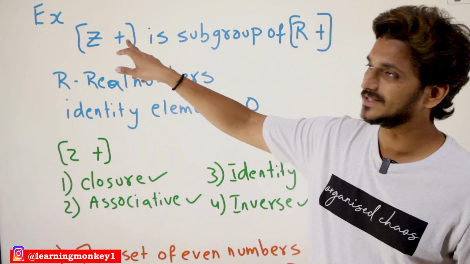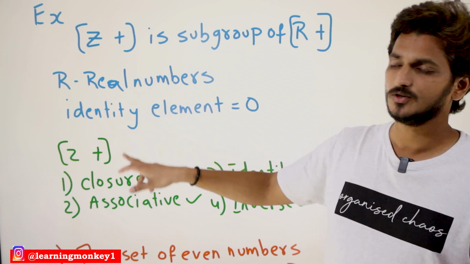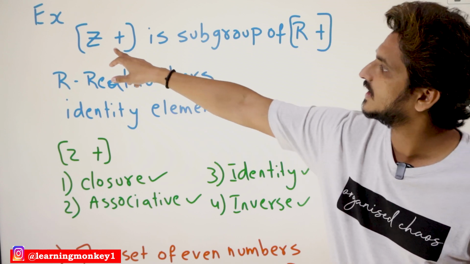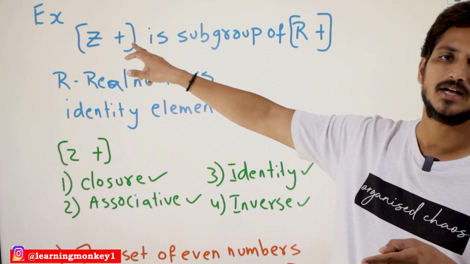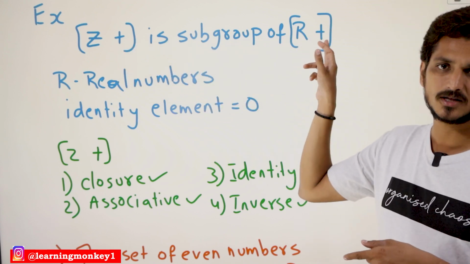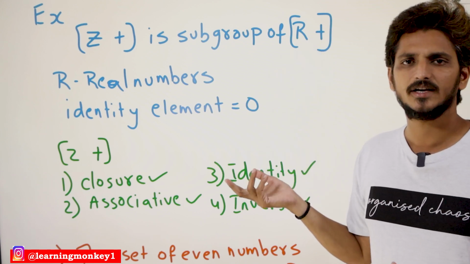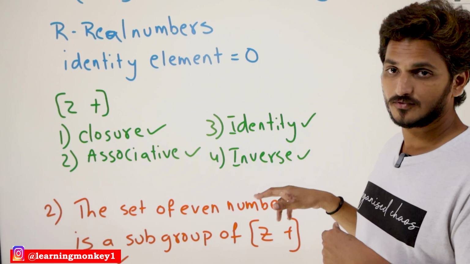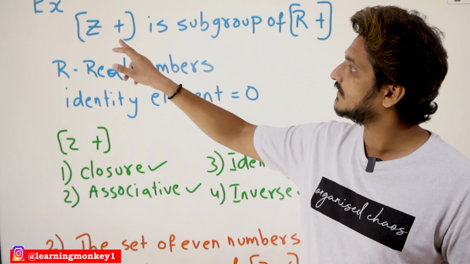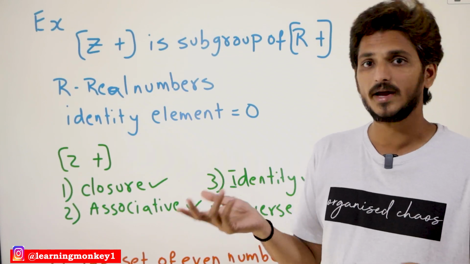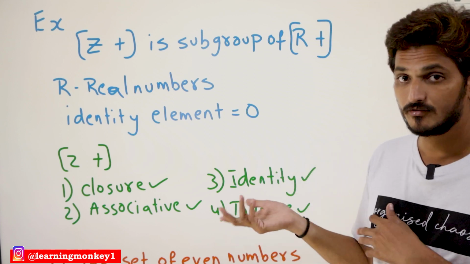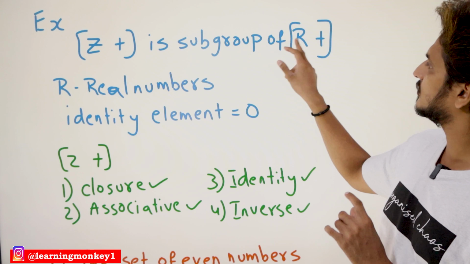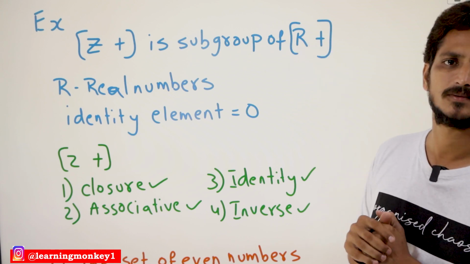Similarly, associative. Plus always satisfies the associative property. Third one is identity element. What is the identity element for Z plus? 0 is the identity element. What is the identity element for R plus? 0 is the identity element. Both are having the same identity element. And inverse: for any integer value you are having an inverse. If you take 2, minus 2 is the inverse. If you take 5, minus 5 is the inverse. So Z plus is a subgroup of R plus.